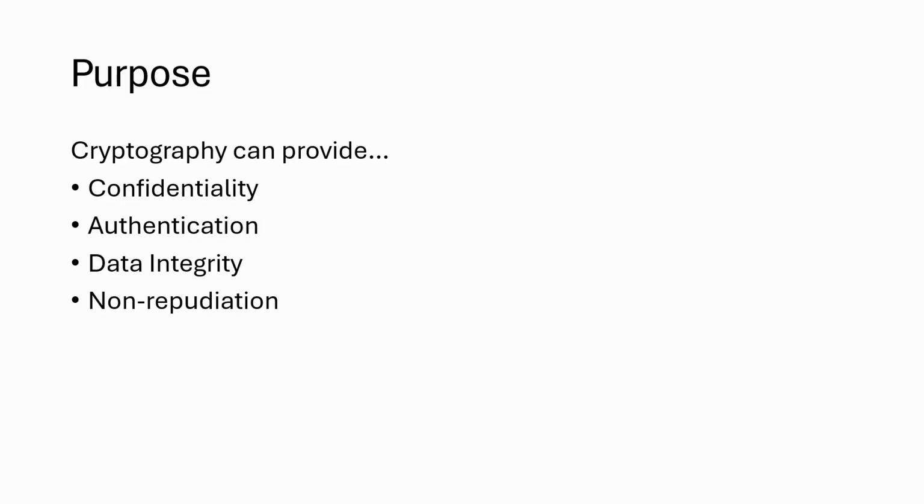So starting with the purpose of cryptography, cryptography is kind of defined by its purpose. It's really known for doing four things: providing confidentiality, providing a means to authenticate, providing verification of data integrity, and finally non-repudiation. And we'll be going over how it does these four things later on.